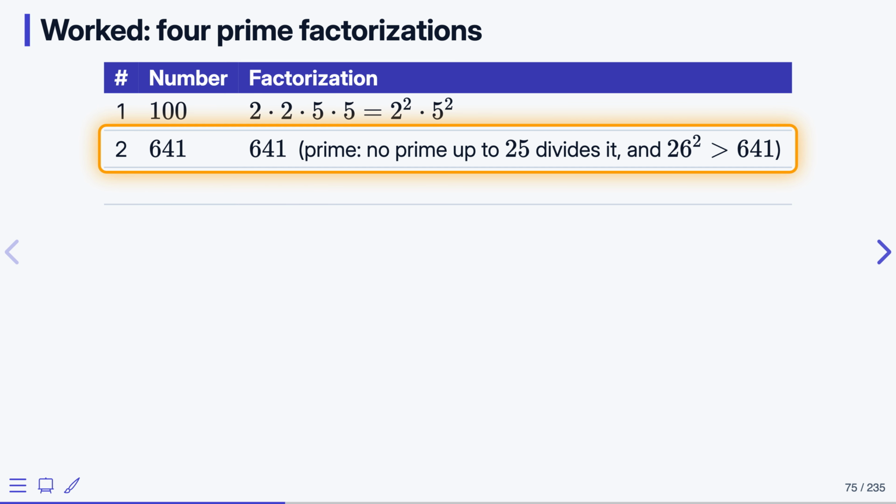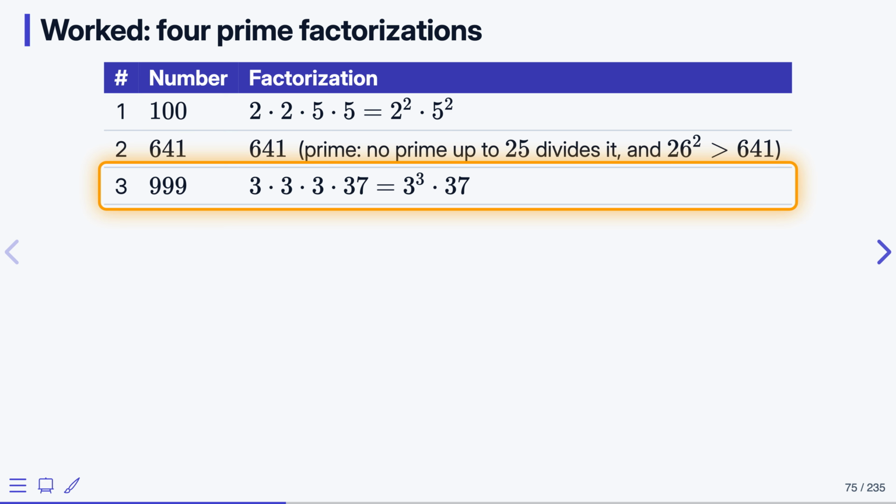641 is a prime, so it stands alone. To be sure, we try the primes up to 25: 2, 3, 5, 7, 11, 13, 17, 19, and 23. None of them divides it, and 26 squared is already bigger than 641, so there is nothing left to try.